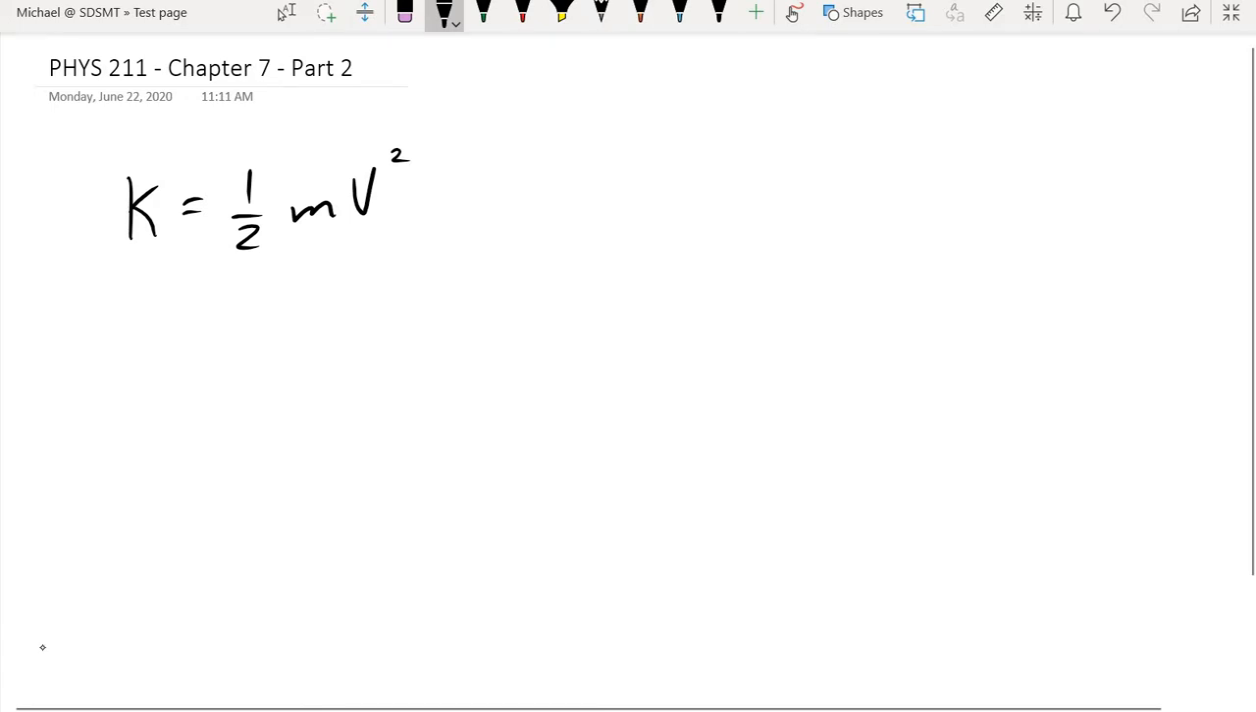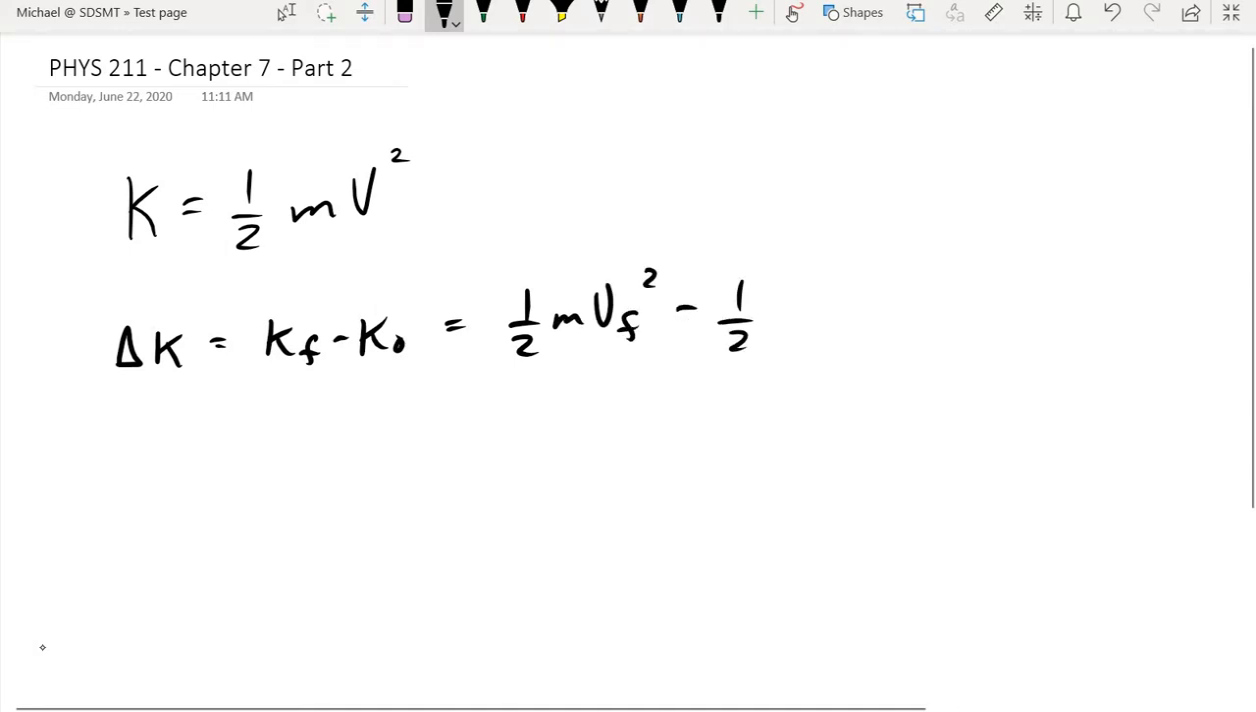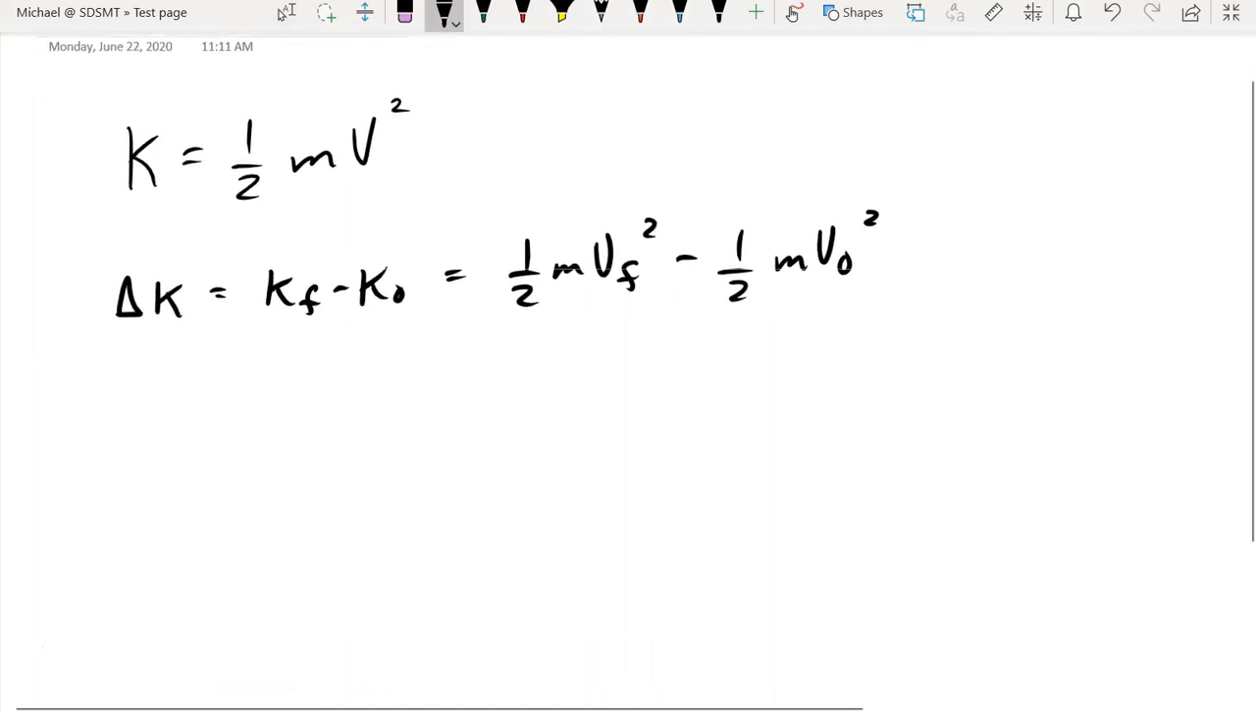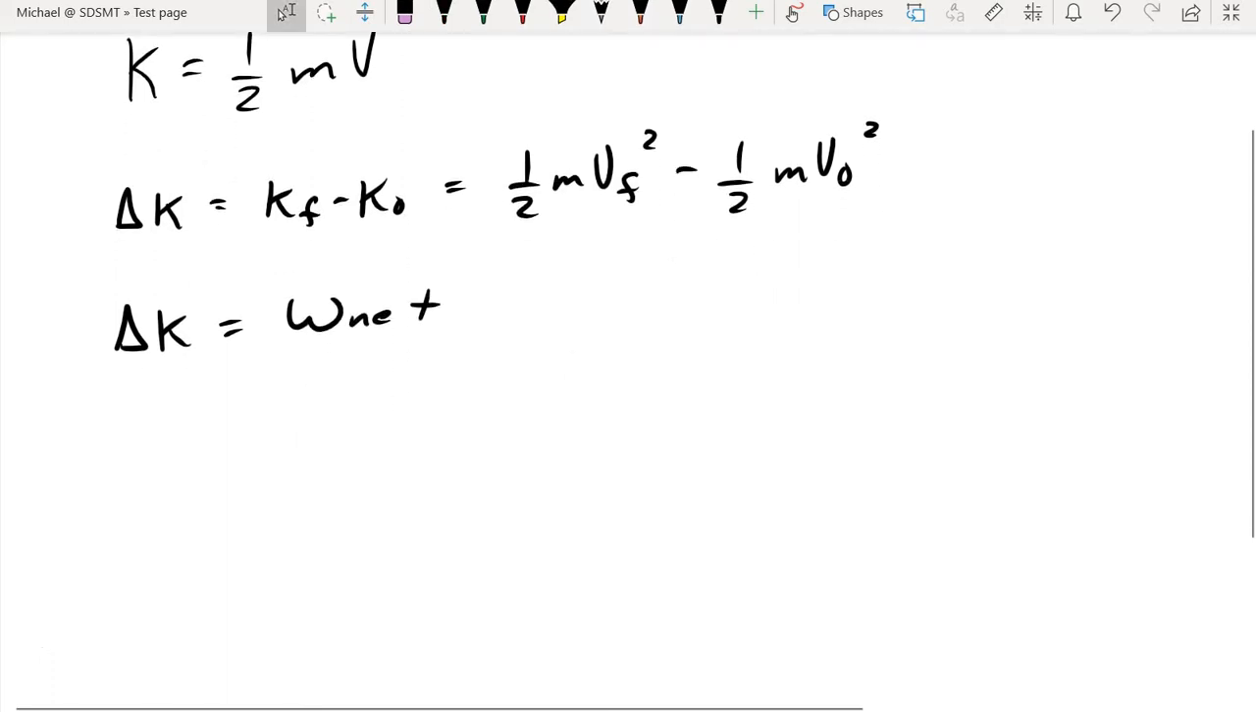And then any change in the kinetic energy, K final minus K initial, or if we were to write this out in its full form, that change in kinetic energy is the result of all of the work that is done in the system.